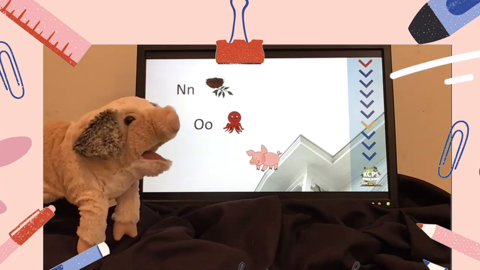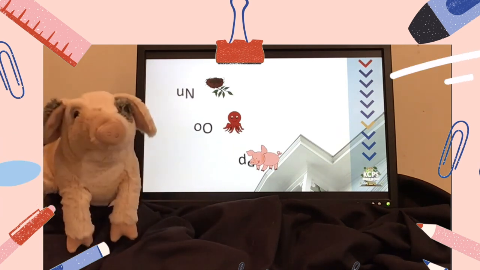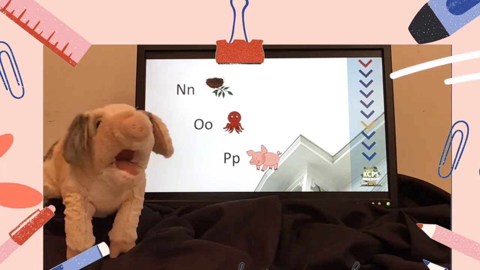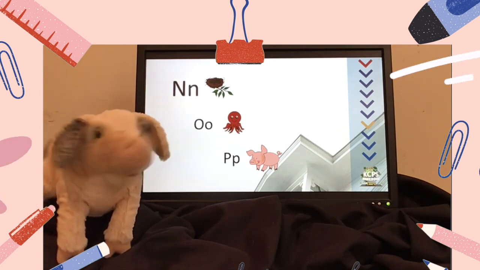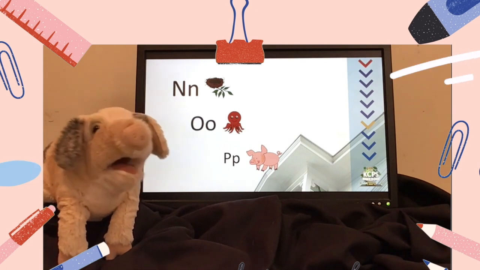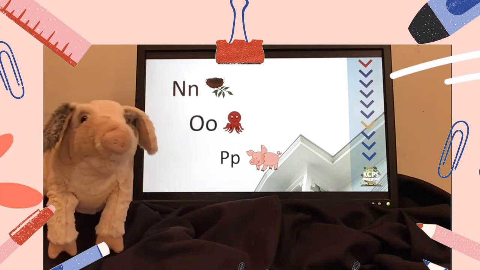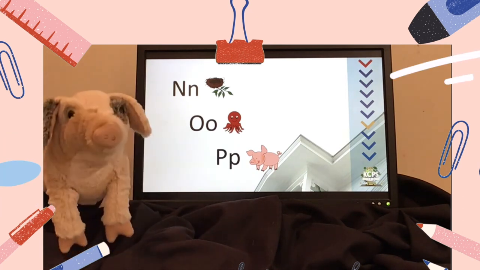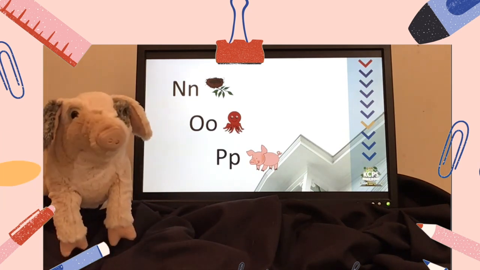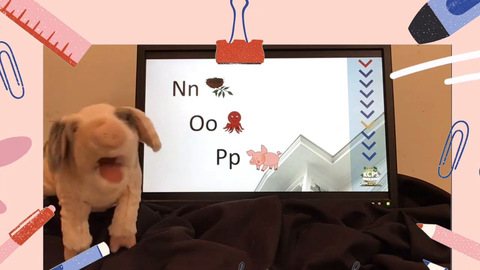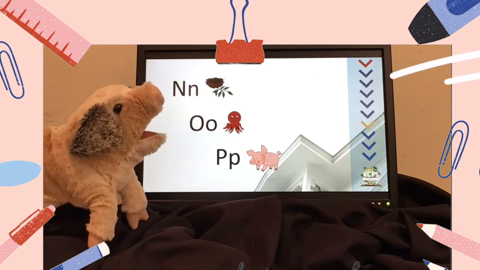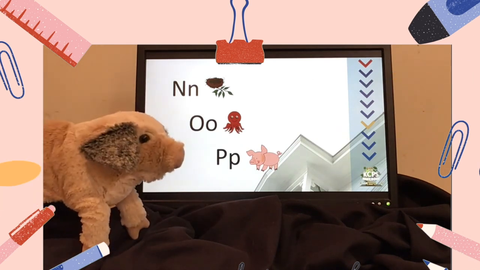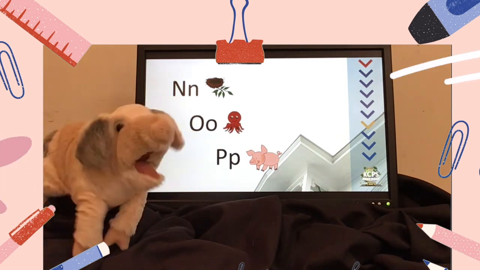N, O, P. And the sounds. N says N like nest. O says ah like octopus. P says P like pig, like me. Pig. Let's say them again. N, O, P. Good job.